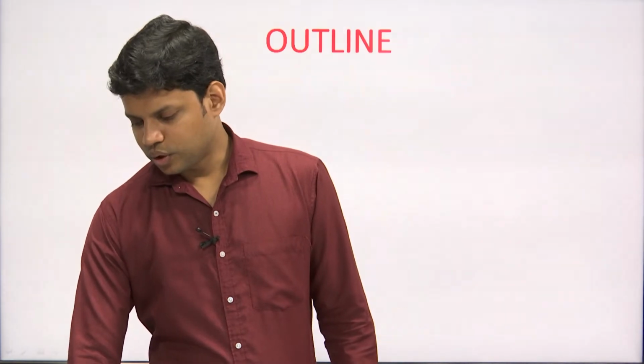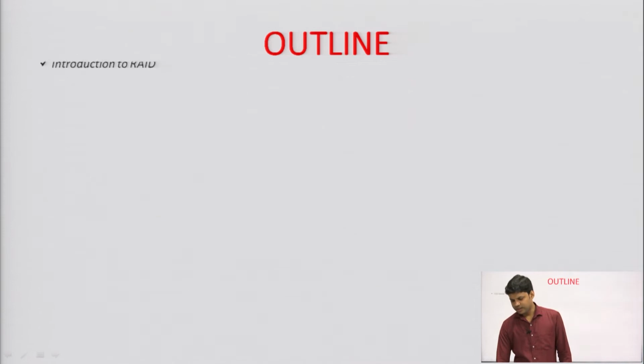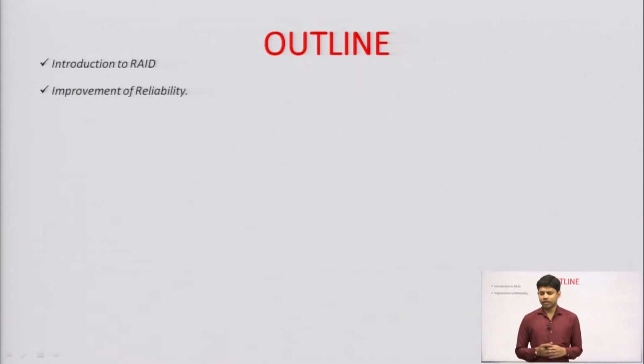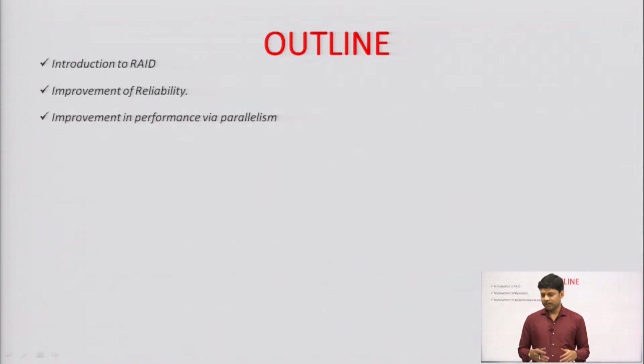Now let's come to the outline of this lecture. First I will give a brief introduction about what is RAID, and then how we can improve the performance of a hard disk. Whenever I am talking about a disk, it means secondary storage. We have already seen the memory hierarchy in chapter 1: the CPU registers are very fast, then cache memory, after that main memory, and then magnetic disks or magnetic tapes. These magnetic disks are considered to be your hard disk or the secondary memory. So how to improve the reliability of the hard disk and how to improve the performance via parallelism, we will see in this lecture.